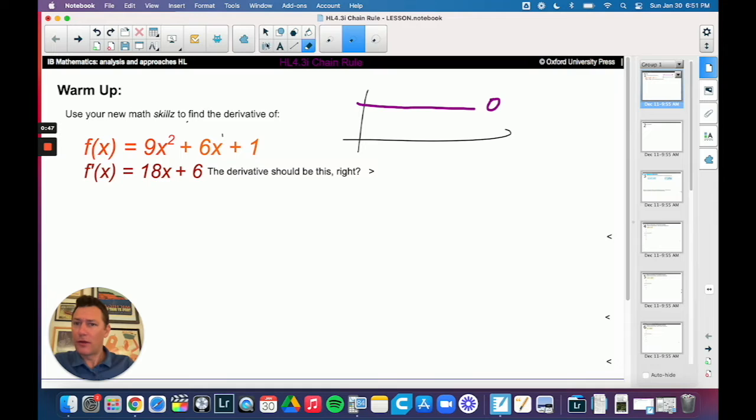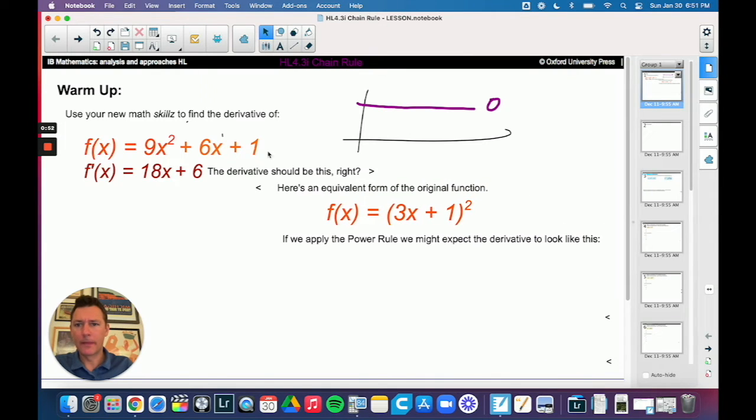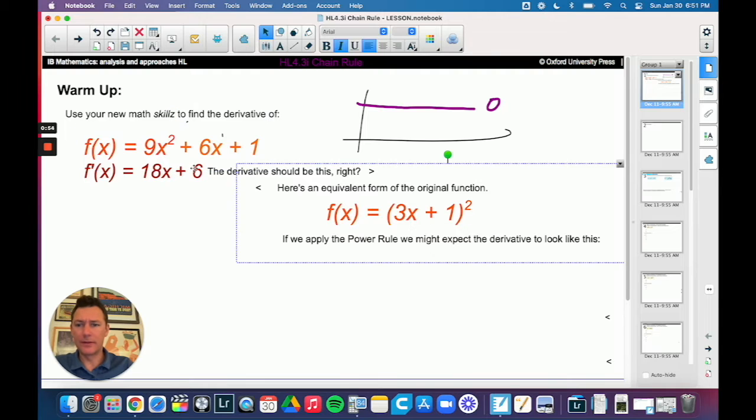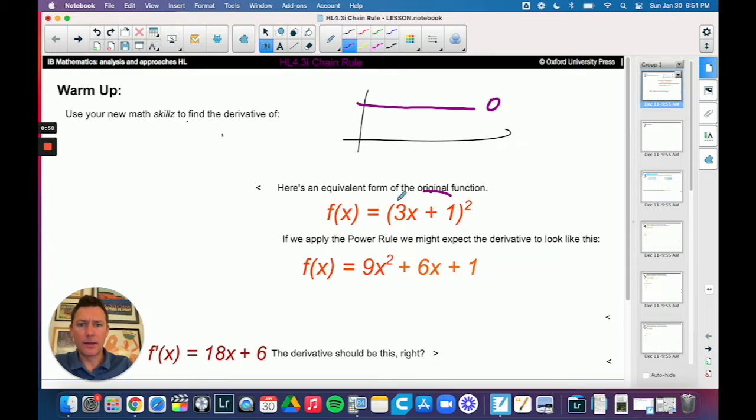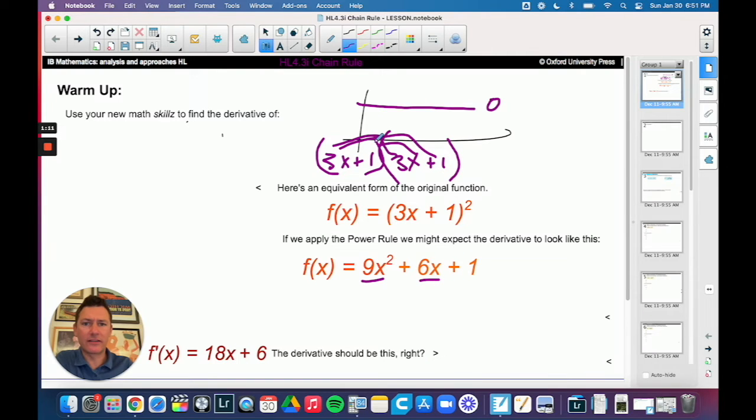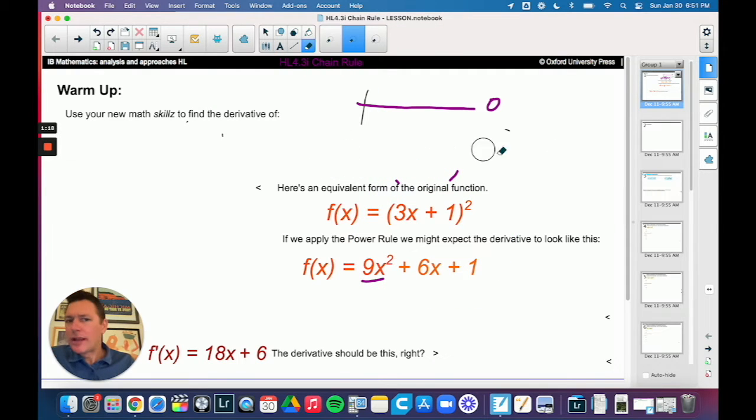Now, a twist comes in if that original equation looked different. They are the same, right? If you expand this, you get 3x plus 1 times itself, and if you multiply these together, there's your 9x squared. Here's 3x and 3 more x, 6 x's, and there's the 1. So these two are equivalent, right? Why I'm asking you, right, you can't talk back.